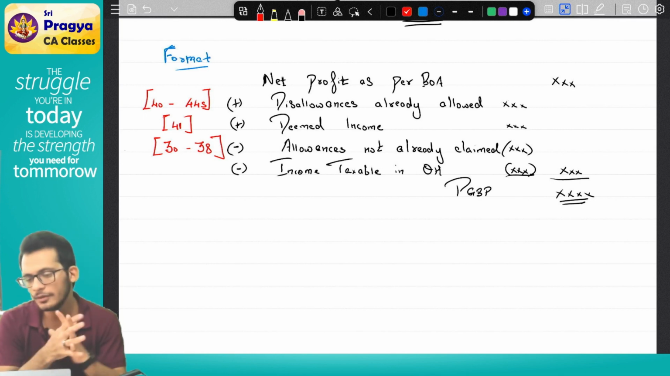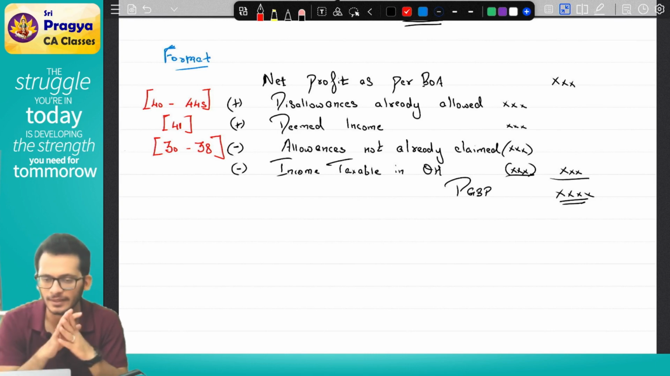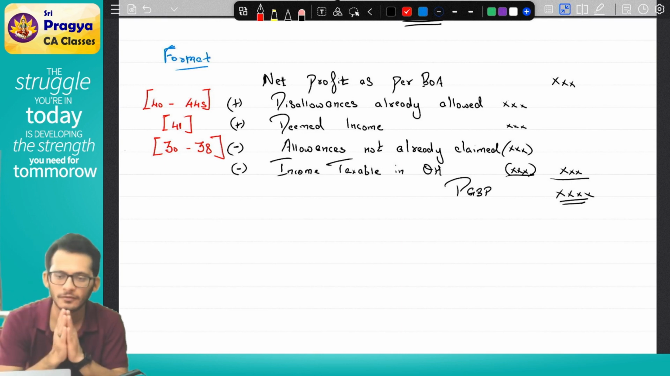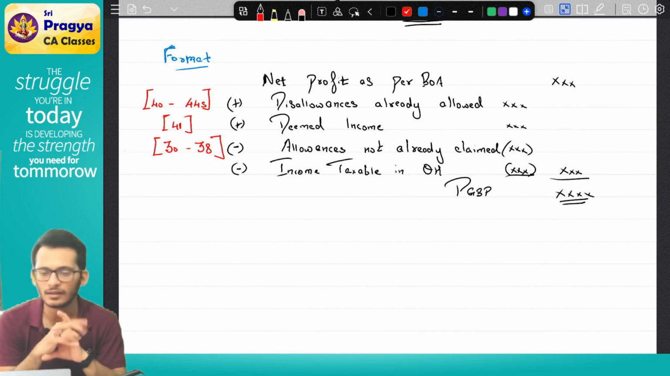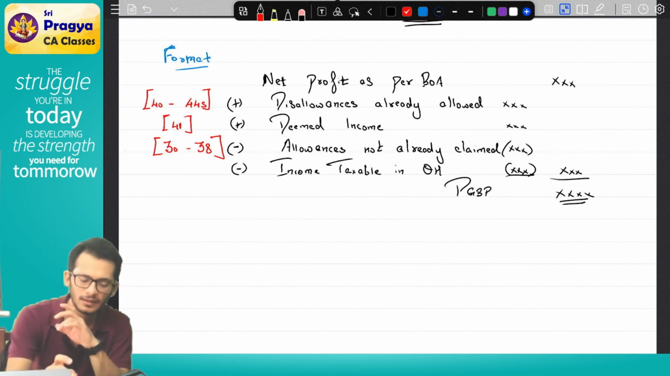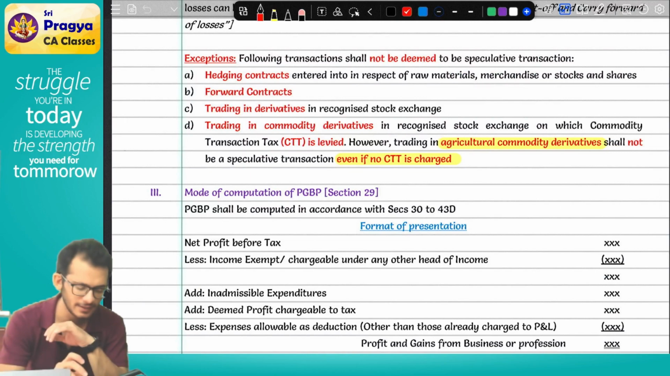Awesome. What we're going to do today is we're going to start in the same sequence. We're going to start from 30 and go forward till 44, where I will be simply coming and saying what is an item. You will tell me what happens in accounts. I will tell you what happens in income tax. Clear? Yes. Beyond that, PGBP is pretty simple.